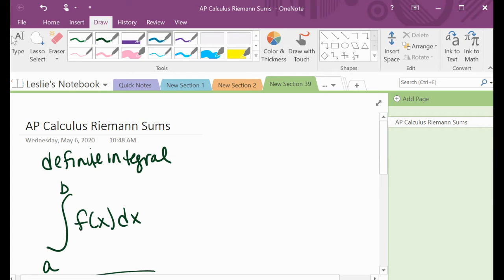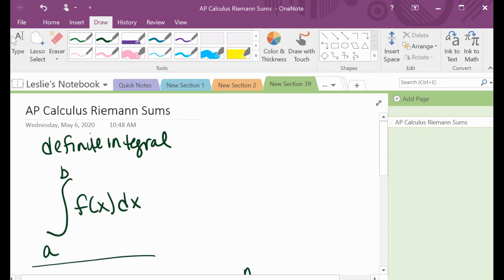Okay, in this video, I'm going to review the connection between definite integrals and sigma notation and how we write Riemann sums using sigma notation. So on the screen in front of you, you have a sample definite integral. Remember, a and b are the bounds. That's how far the interval goes from a to b. And then this is finding the area under the curve of f of x.